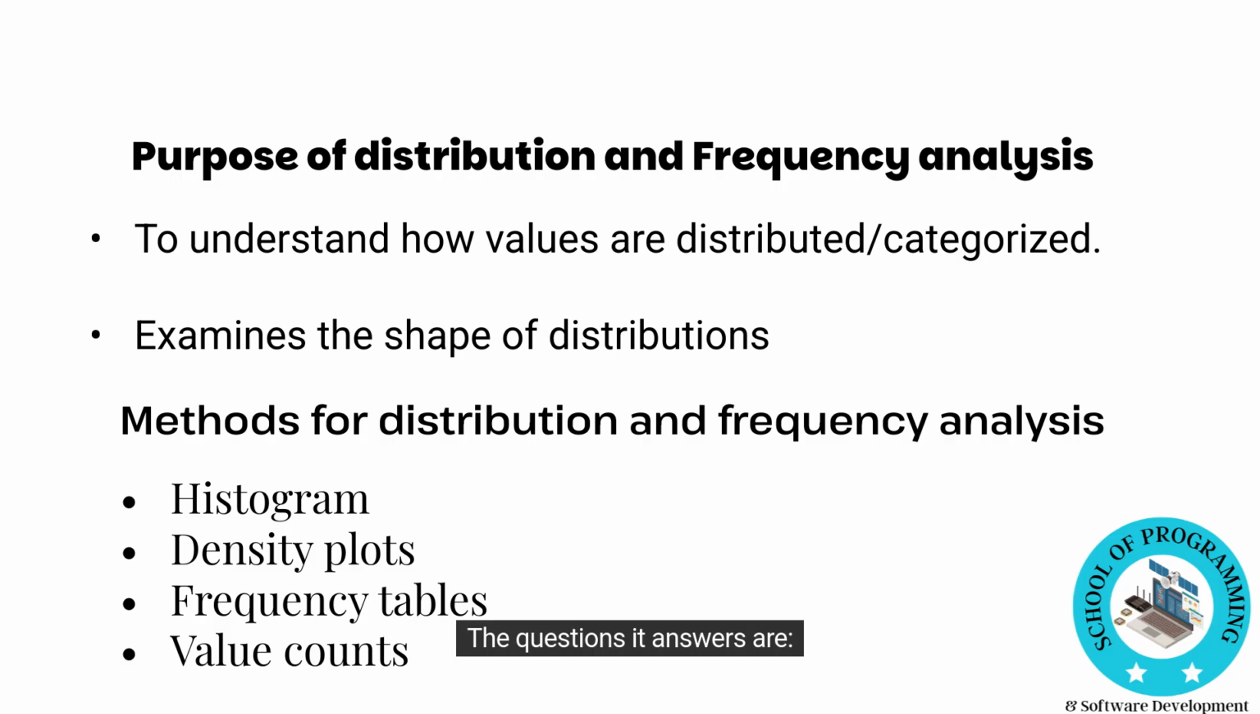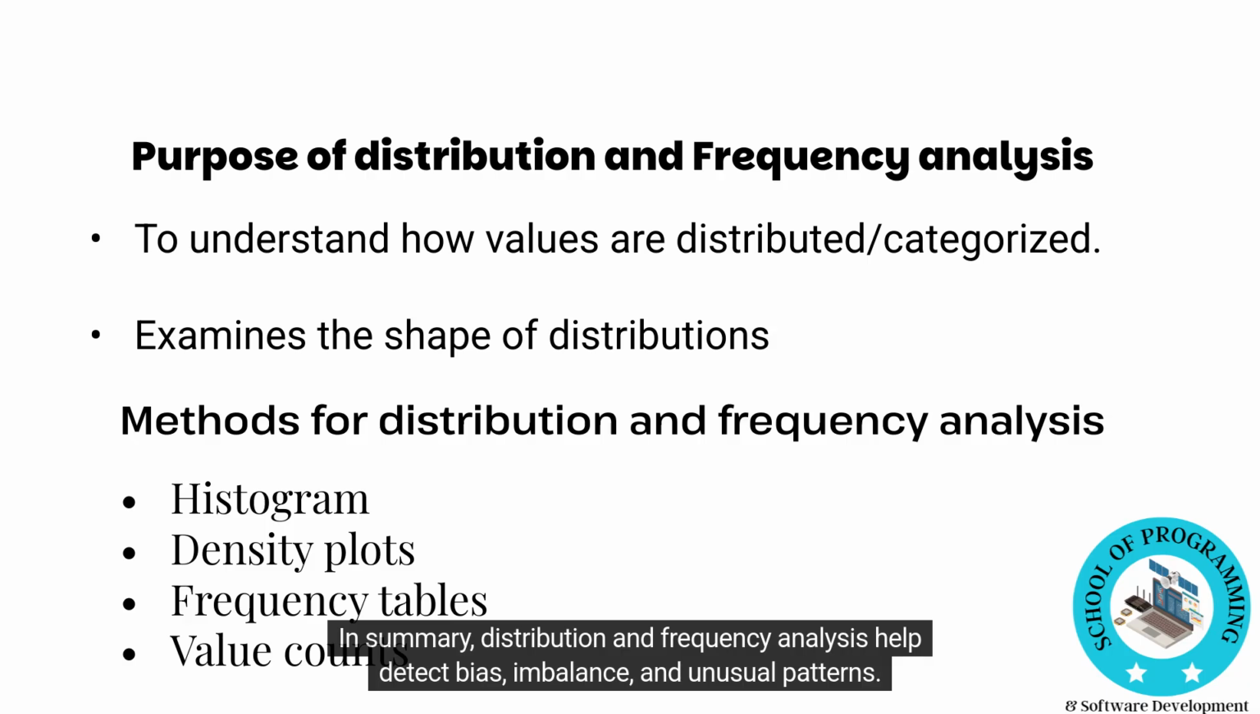The questions it answers are: 1. Is the data normal, skewed, or uniform? 2. Which categories dominate? 3. Are classes balanced? In summary, distribution and frequency analysis help detect bias, imbalance, and unusual patterns.